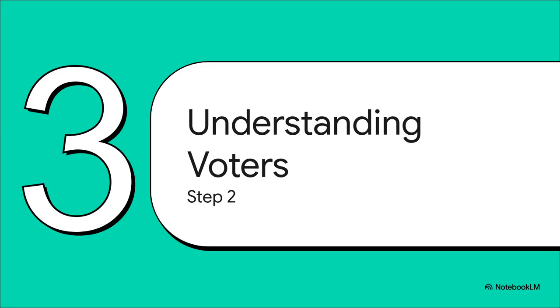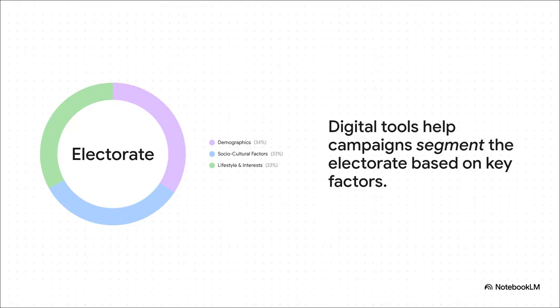All right, so once the product is designed, you've got to know who you're selling it to. And that brings us to the market research phase of the playbook. Step 2, understanding your voters. Let me tell you, modern campaigns are data machines. They use digital tools to analyze just about everything about the electorate. Demographics like your age and income, sure, but also sociocultural factors like family, religion, or the region you live in. They even look at your lifestyle and interests.